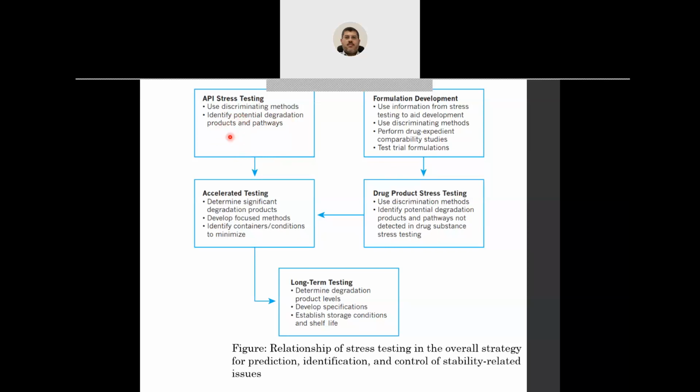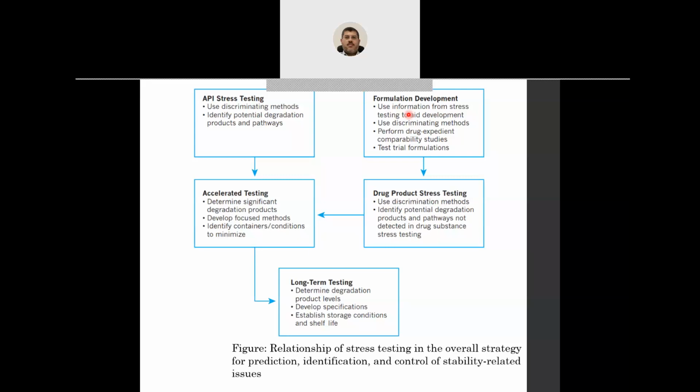So you identify the potential degradation products and pathways, meaning the types of reactions that lead to this degradation. You can do it for the formulation also. Use information from stress testing to aid in the development. As I mentioned to you, in your mind, you can use different types of excipients. You have several excipients that can be used for one function.